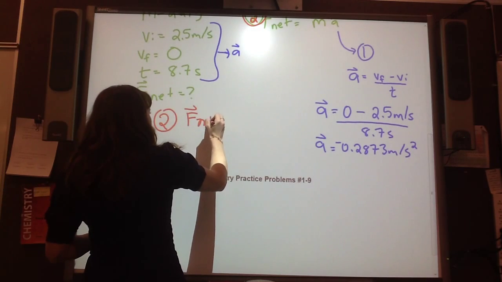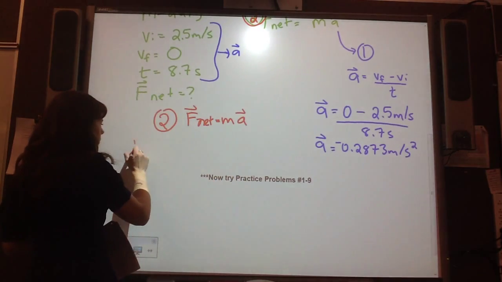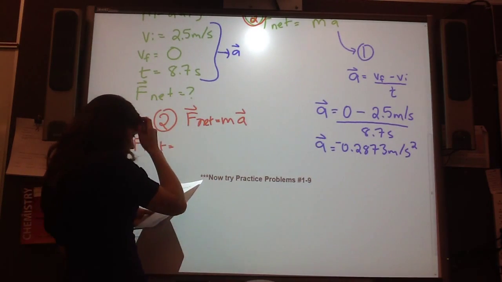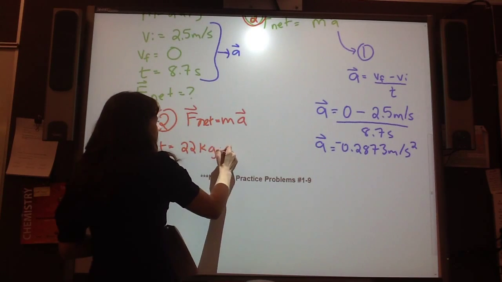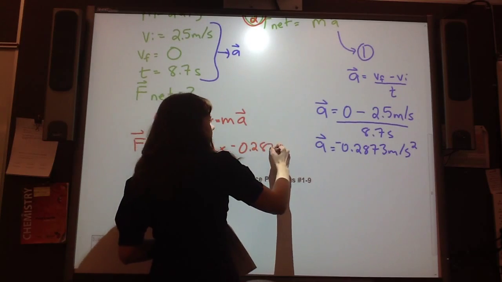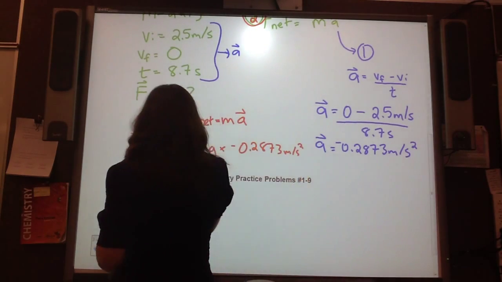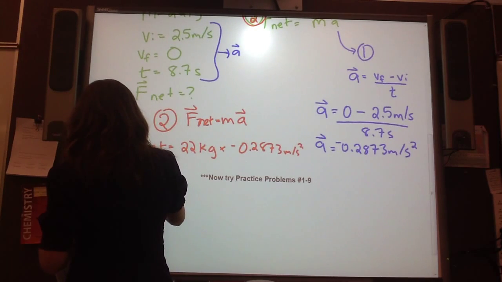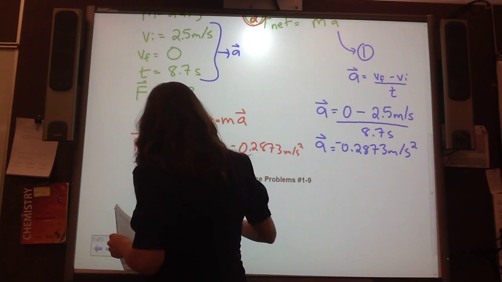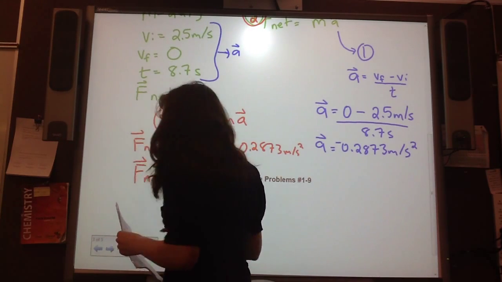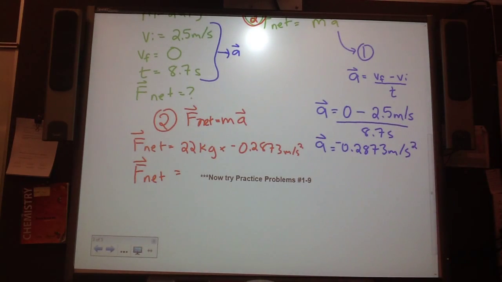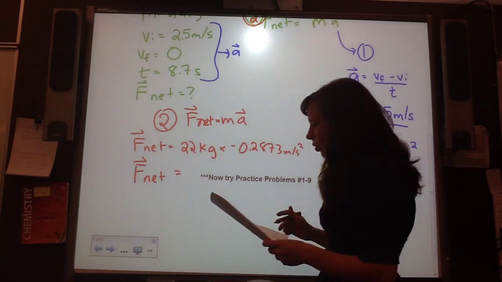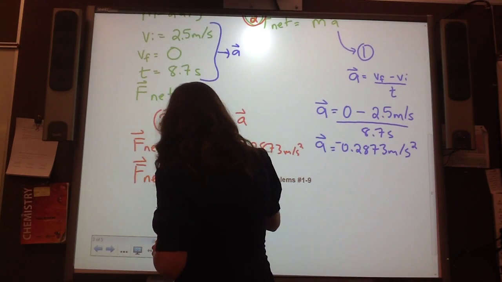F net is equal to m times a. So our mass, 22 kilograms, multiplied by negative 0.2873 meters per second squared. So we'll get negative 6.3218 newtons.